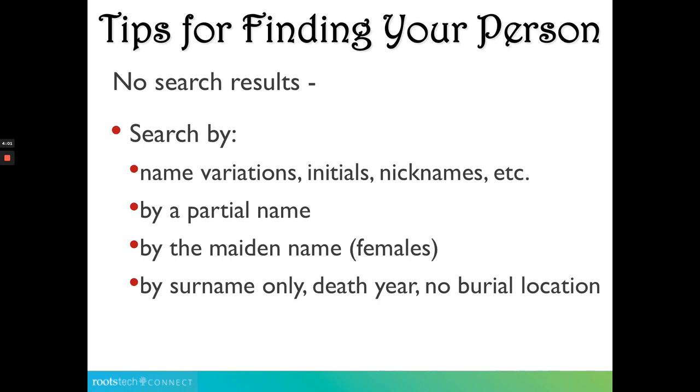Search for nicknames. They could have nicknames in there. Search for partial names. If they're female and you don't know their married name, you can search for maiden name. Now, they won't come up unless their maiden name is entered in there, but it's always worth checking. You can also search by the surname only with the death year and then no burial location, because sometimes they're in there, but the people don't know where they're buried, and so they have the burial location as unknown. And if you search for the person and put the burial location, they won't come up. Or if you leave off the burial location and you have the other information, they do come up. So there's lots of different tricks to find your person.